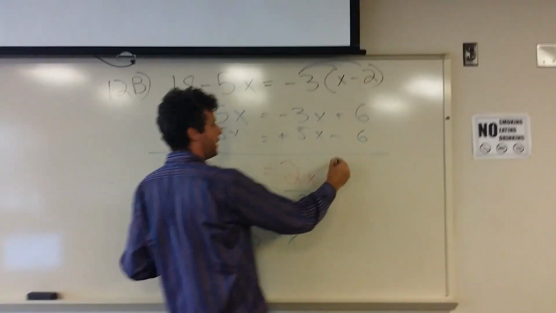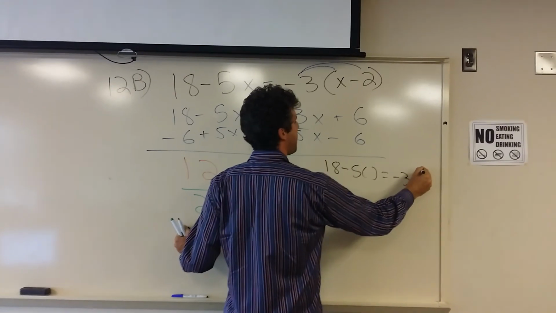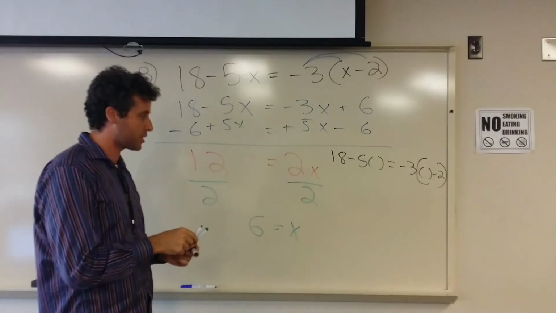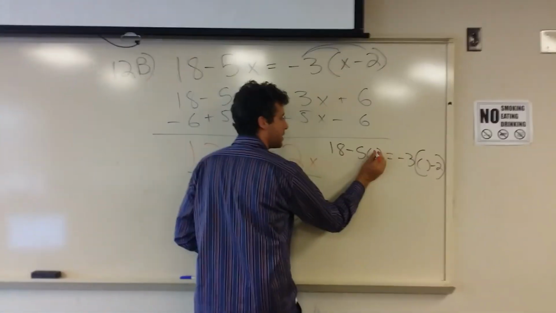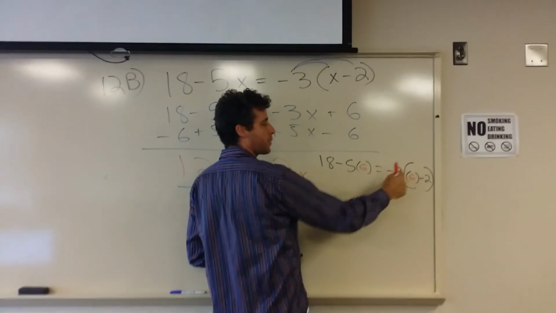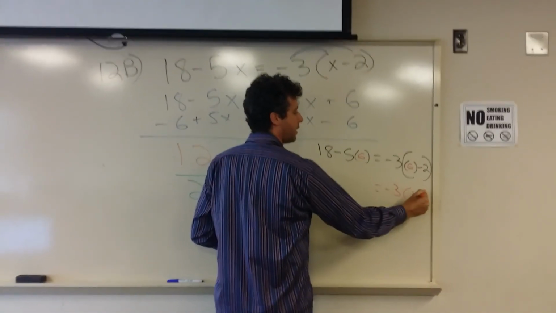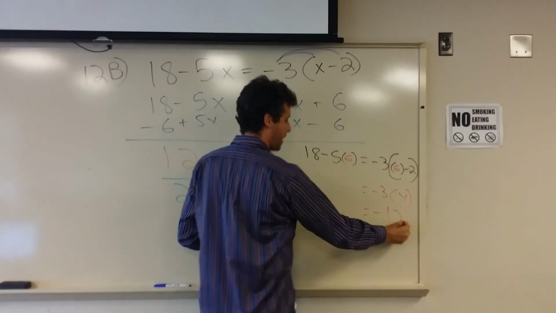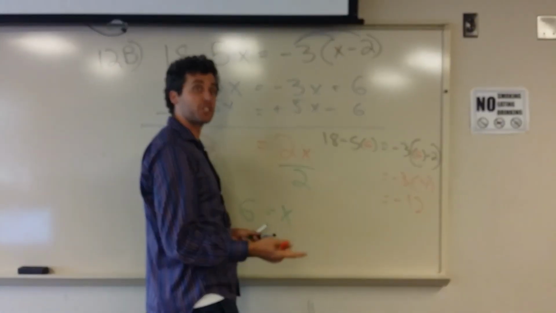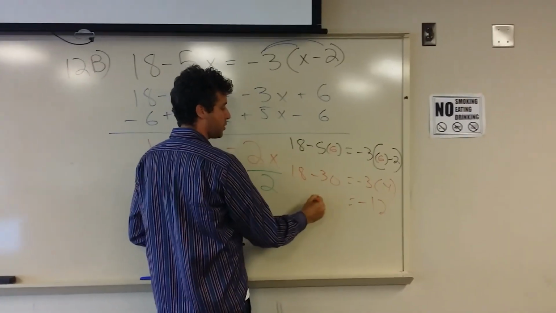So I'm going to do that very briefly here. We have 18 minus 5 parentheses equals minus 3, and then parentheses minus 2. And now instead of using an x, I'm going to substitute what x equals, which in this case is going to be 6. Plug in a 6 here and a 6 here. I'll do the right-hand side inside the parentheses first. 6 minus 2 is 4. 4 times a negative 3 is going to give us a negative 12. So I have a negative 12 on the right-hand side. Now I have a negative 5 times 6. The signs are different, so it's going to give us a negative 30. And 18 minus 30 is a negative 12.